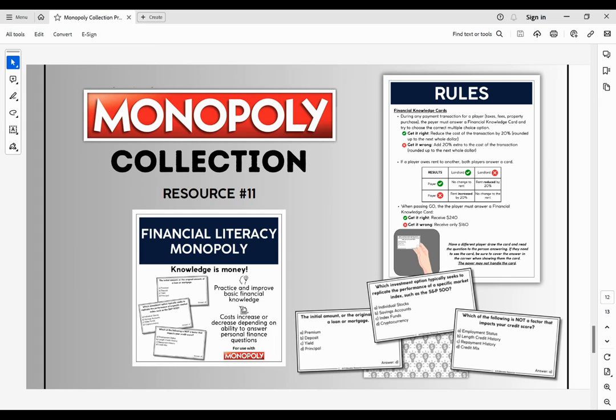All right, financial literacy Monopoly is a really fun one, actually. You get a bunch of financial knowledge cards. I think I have 72 in this resource. And every time a transaction happens, so say I land on someone's property and I owe them rent, I pull one of these financial knowledge cards. If I get it right, the amount of rent I owe to that player is reduced. If I get it wrong, the rent actually increases. Same thing for buying properties or paying taxes, fees.